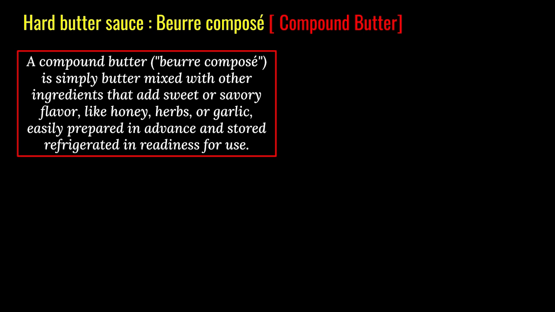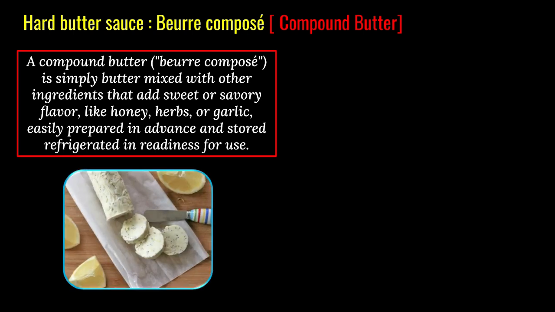What we do exactly is we take soft butter. In that soft butter, we add all the ingredients, mix it well, and put it in the refrigerator. And that is known as a compound butter, beurre composé. How does it look? It looks like this. You can see that this butter was mixed with many ingredients and then shaped like this and refrigerated. This is an example of hard butter sauce.